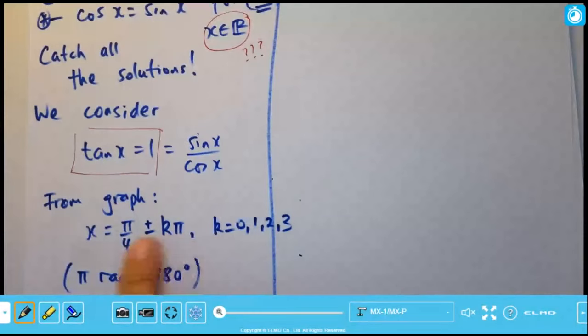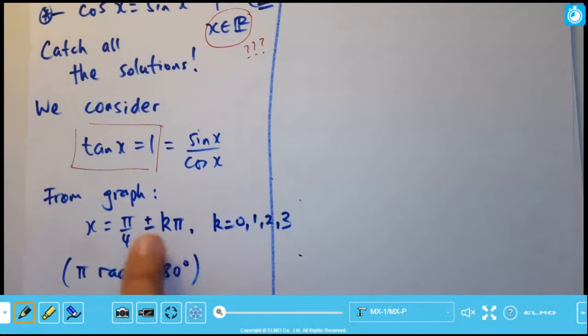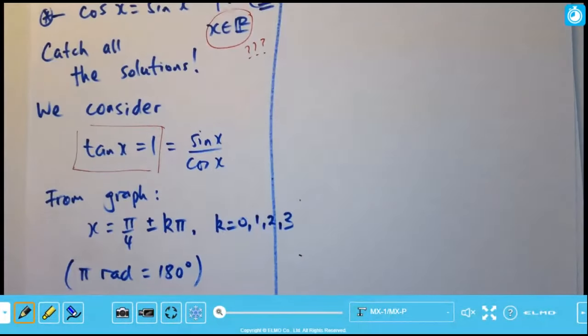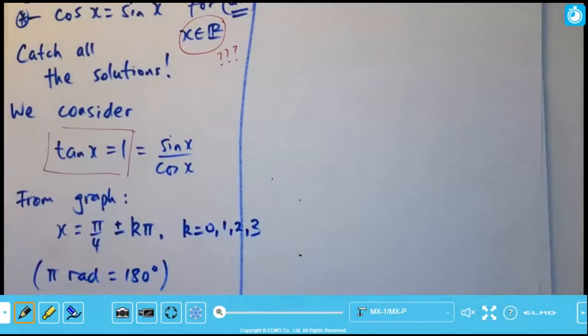So Sylvia, what is the real number? Well, there's lots of real numbers. So pi on 4 plus pi, pi on 4 minus pi, pi on 4 plus 2 pi. So there's an infinite number of solutions, Sylvia. Oh, what is a real number? Oh my goodness. Now we're getting into it. All right. So this is a huge question, Sylvia.